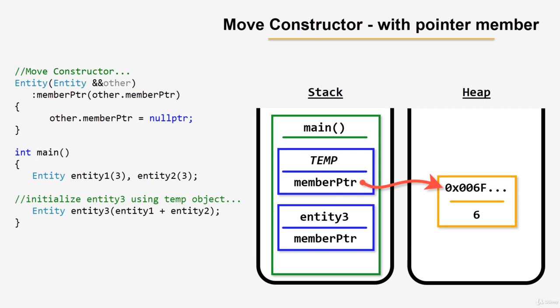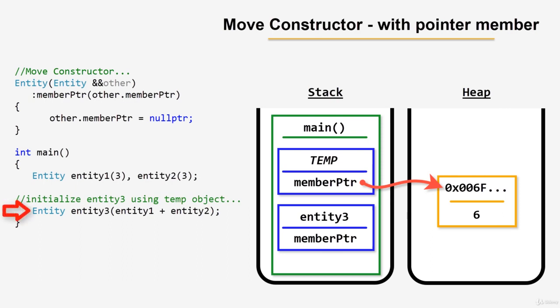You can see I have two entities here, entity 1 and entity 2. I pass in 3 again as an argument to both of those, just like we've done in the previous subsection. Now for this illustration, we will not have entity 1 and entity 2 on the stack. We are going to focus primarily on entity 3 and then also the temporary object. So of course I'm not going to step through all of the lines here, that would take too long. So we are going to focus where we initialize entity 3 using that temp object.